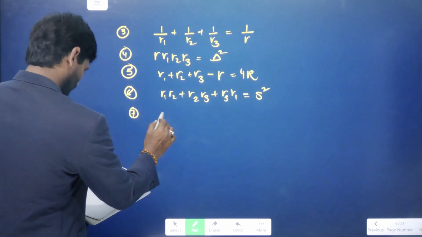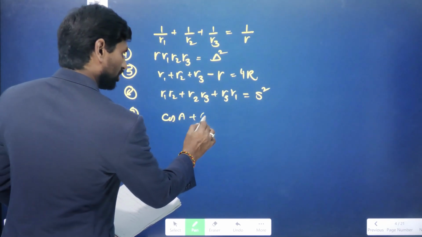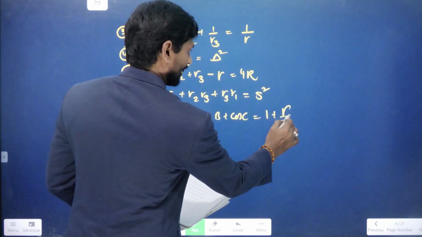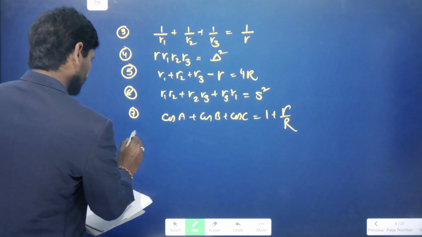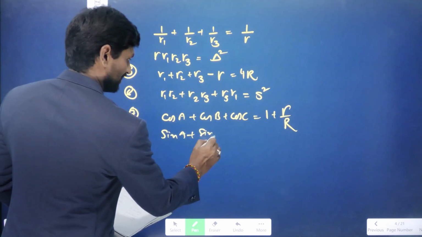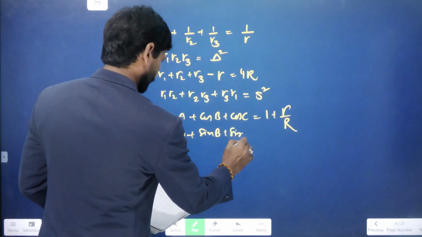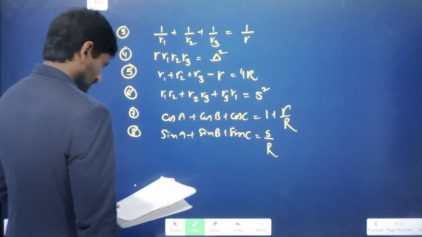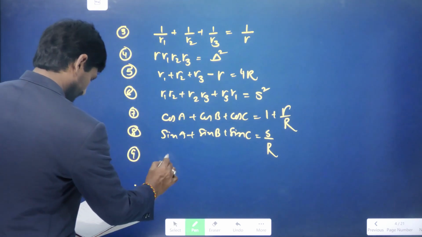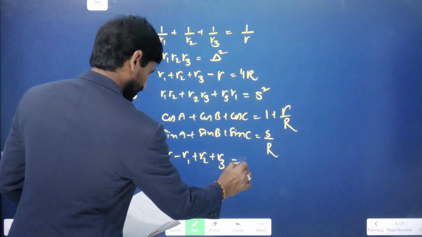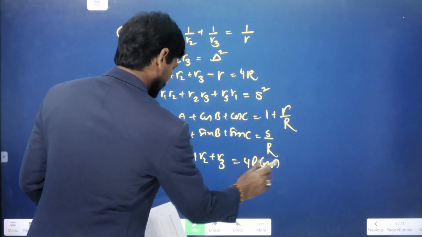And the seventh one is cos A plus cos B plus cos C is equal to 1 plus r by capital R. And the eighth one, sin A plus sin B plus sin C is equal to s by capital R. Okay? And R minus R1 plus R2 plus R3 is equal to 4R cos A.